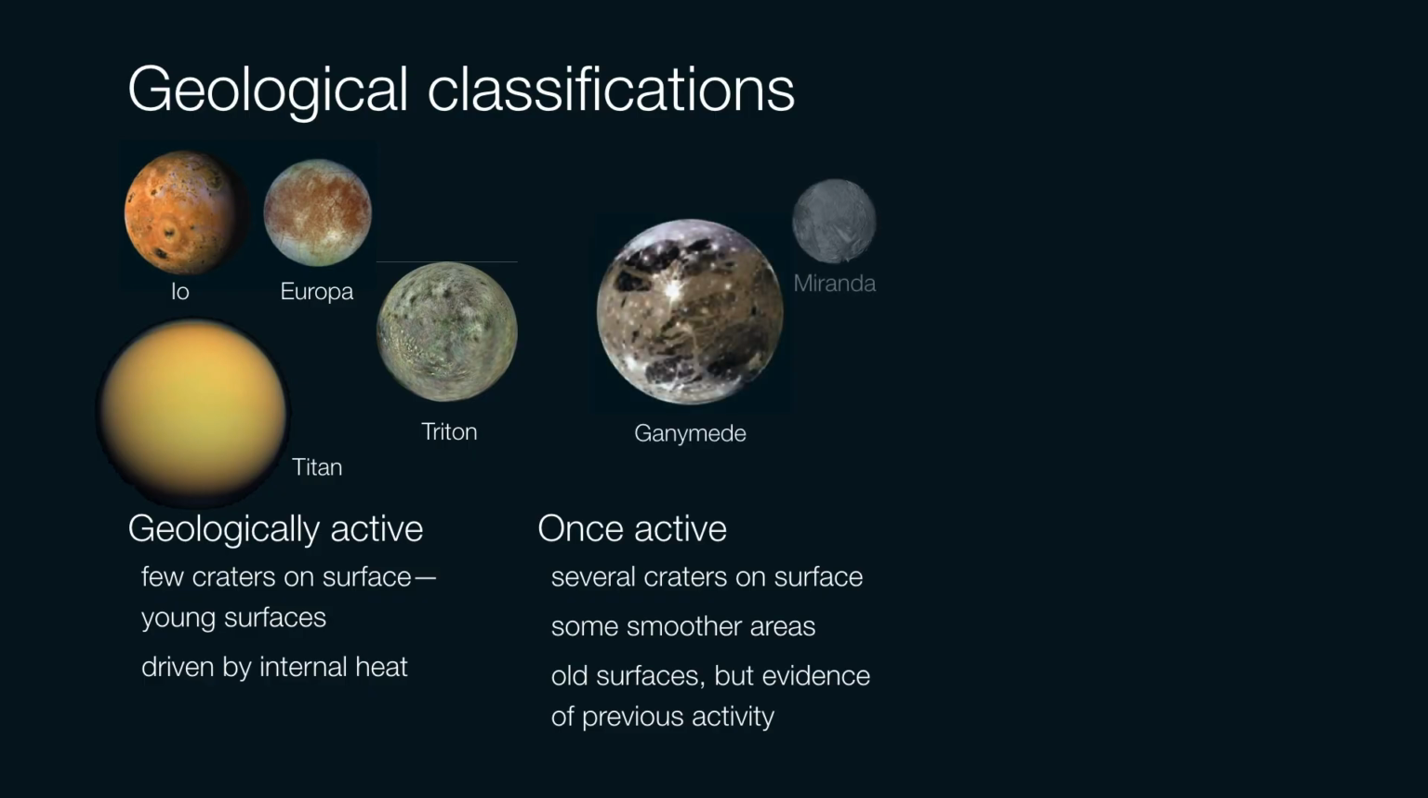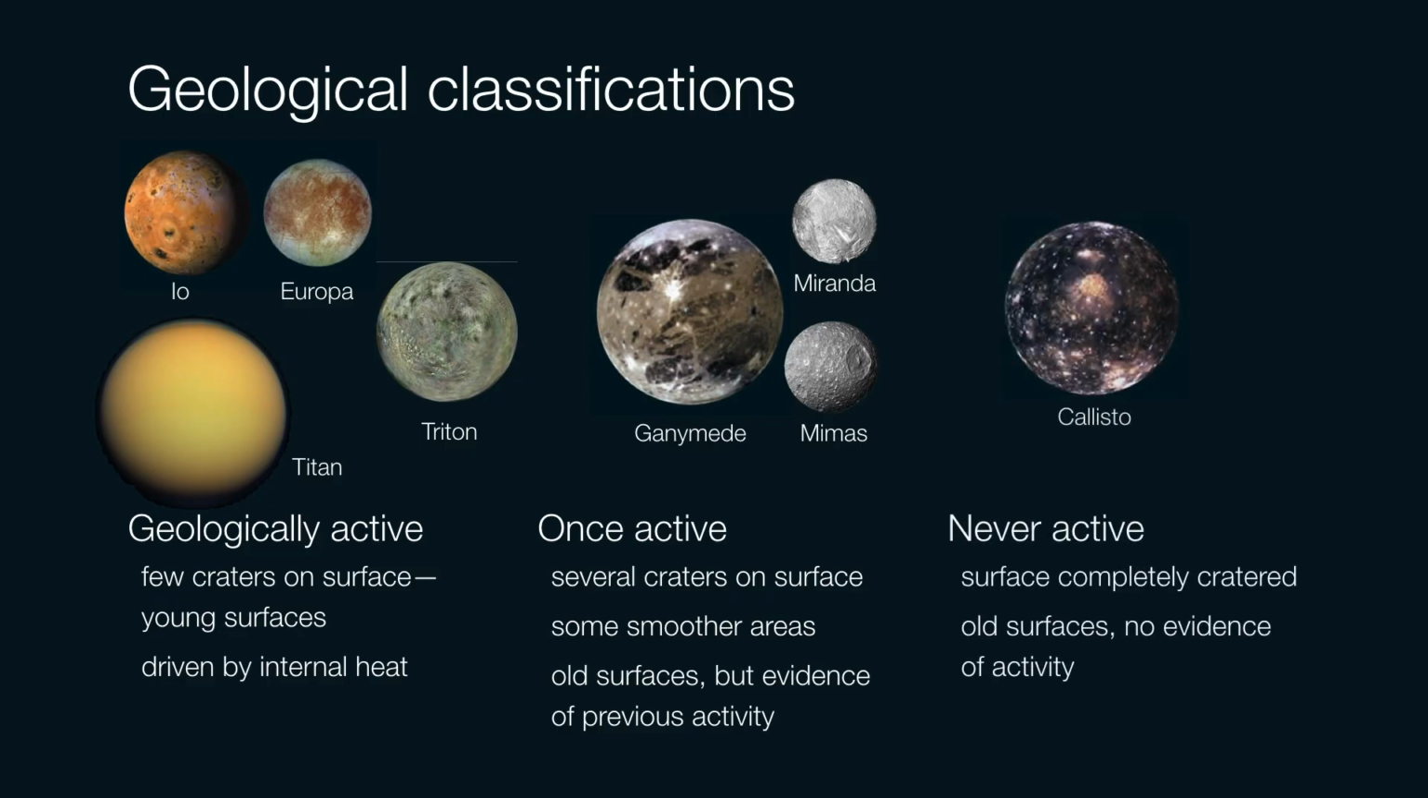Once active moons, such as Ganymede, Miranda at Uranus, and Mimas at Saturn, are moons that, as the name implies, show previous geological activity, but nothing lately. Nothing really much has happened. And then finally, we have the never active moons, such as Callisto. These are moons that never became geologically active. As a result, they just formed and just kept taking hits after hits after hits. And that's it for the never active moons.